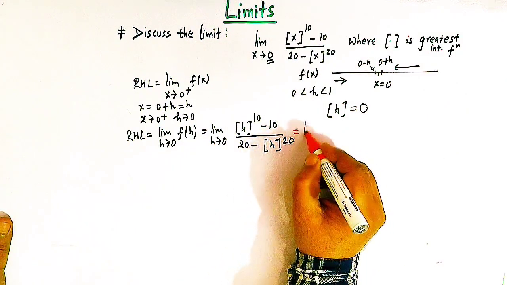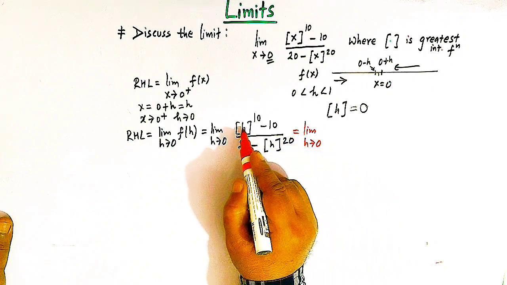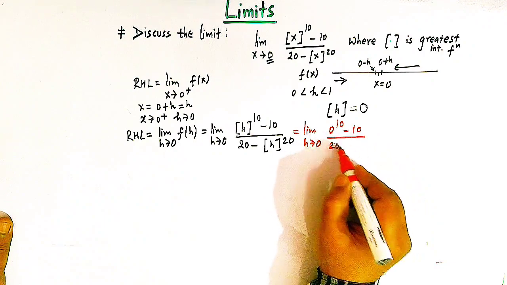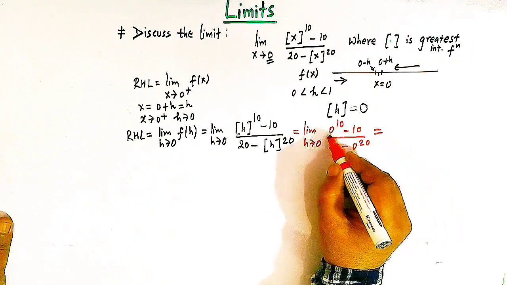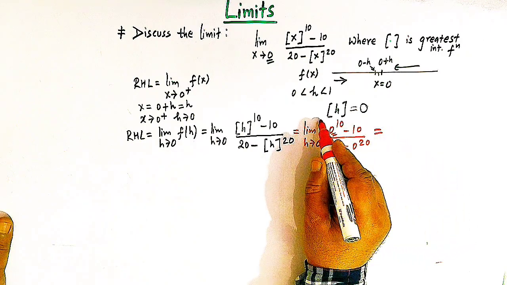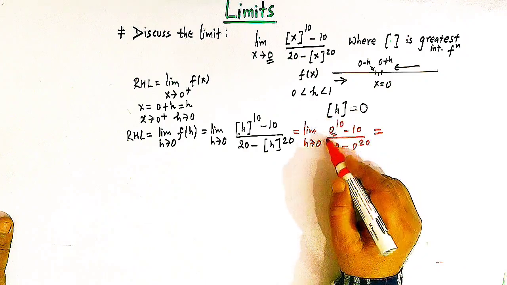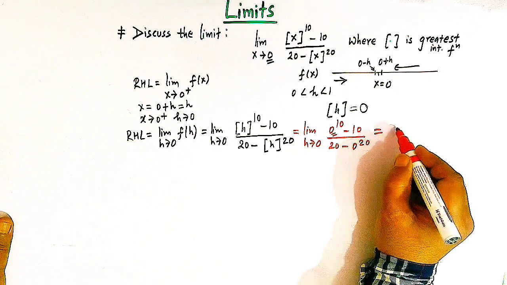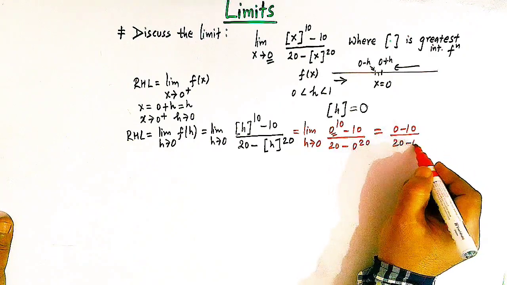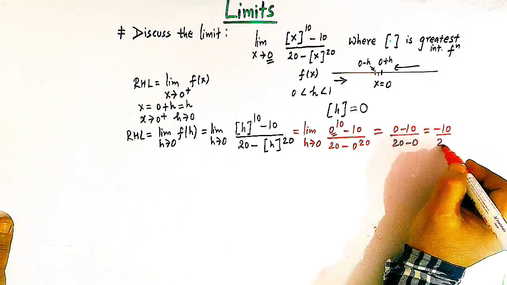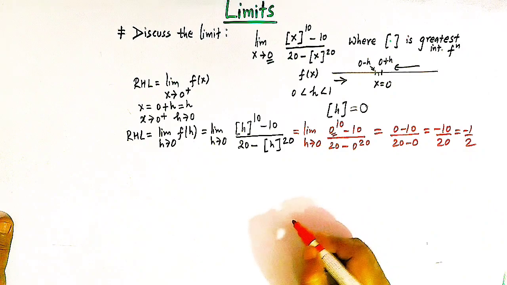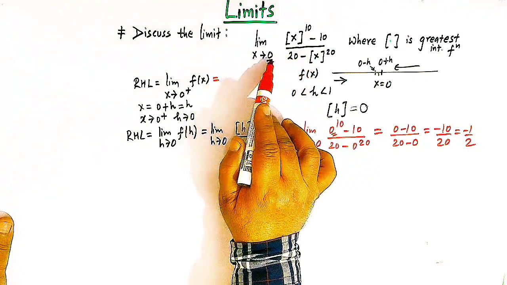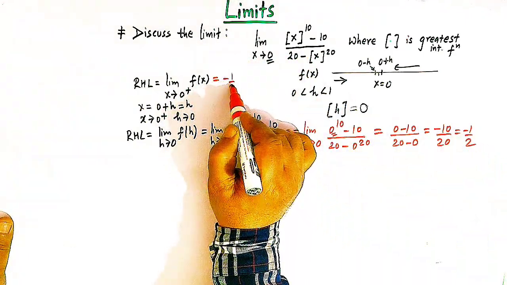So now we can write limit h tends to 0, and here we have 0 raised to 10 minus 10, and here we have 20 minus 0 raised to 20. So this quantity is 0, and we can now omit this limit notation because this expression is independent of h. It doesn't contain h. So we have simply 0 minus 10 over 20 minus 0, that is minus 10 over 20, that is equal to minus half, right? So the right hand limit of this function when x approaches to 0 is minus 1 over 2.